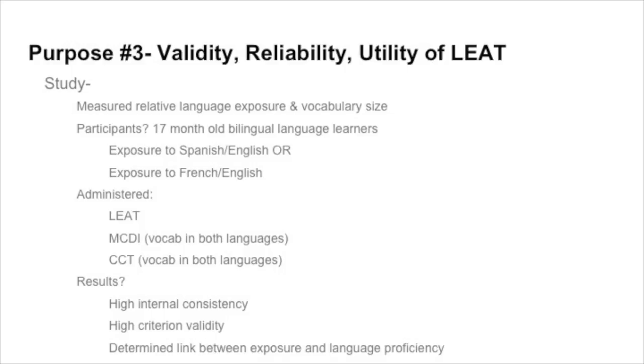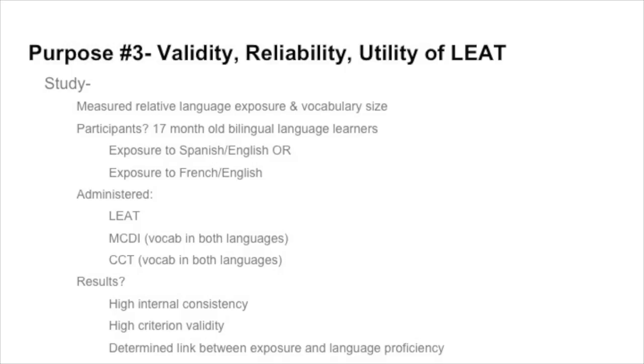Relative language exposure and vocabulary size at age 17 months were measured in a group of bilingual language learners with varying levels of exposure to French and English or to Spanish and English. During the study, the parents were given the LEAT and the participants were administered 2 measures of early vocabulary size, the MacArthur Communicative Development Inventory and the Computerized Comprehension Task. These were administered because previous literature demonstrates strong links between exposure and parent-reported vocabulary. So, by giving the participants these vocabulary tests, the authors were able to explore the criterion validity of the LEAT's measure of relative language exposure.